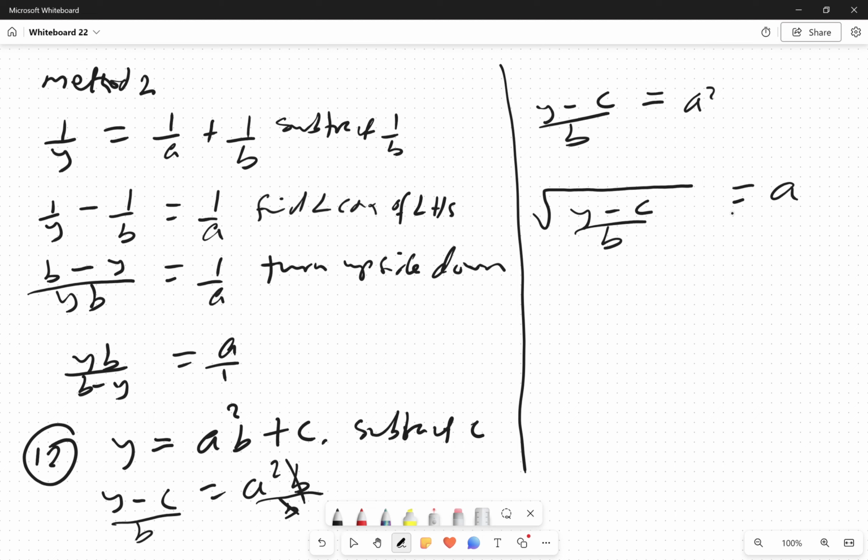Here we have to know, we put plus or minus. And there's a reason for that. When you take the square root of a number, your answer is plus or minus. Let's see the reason.